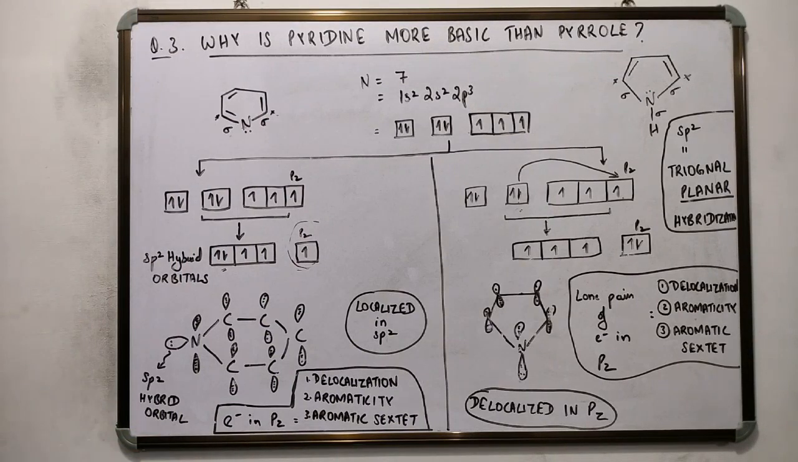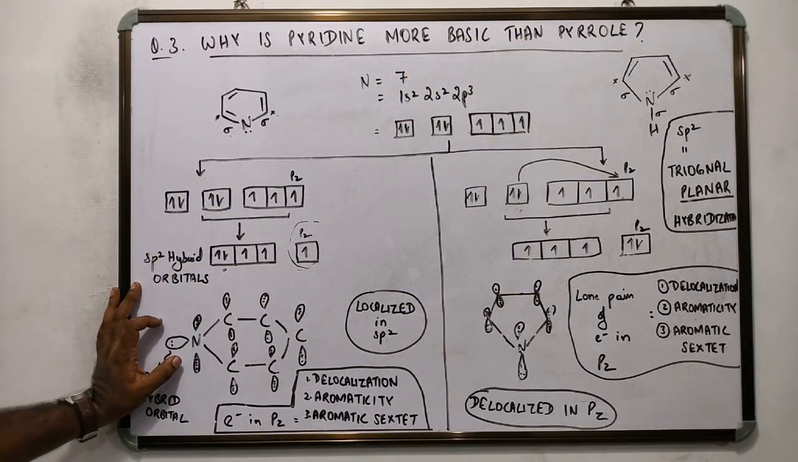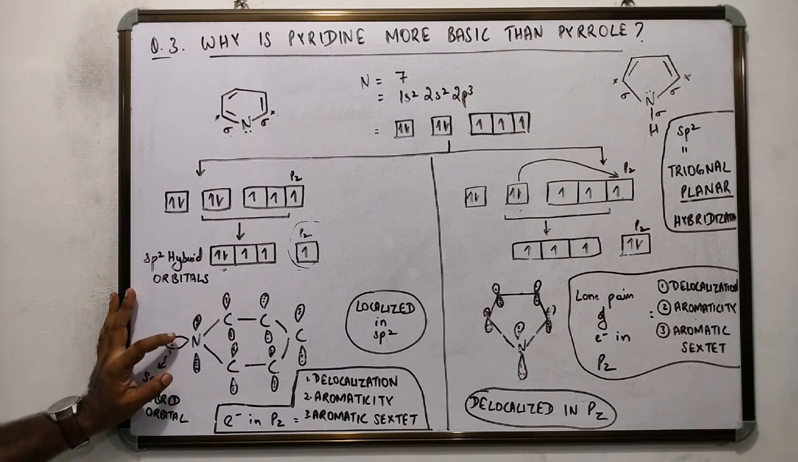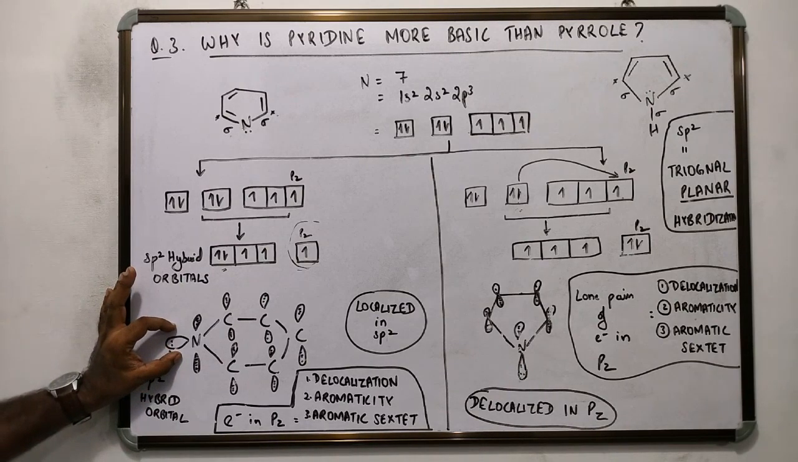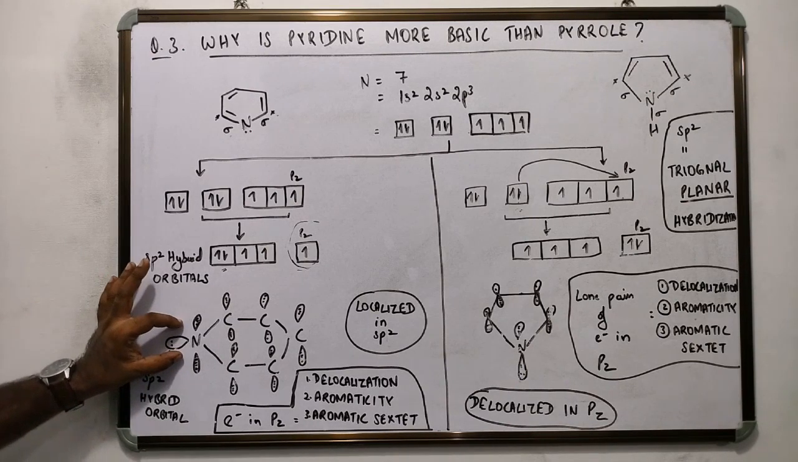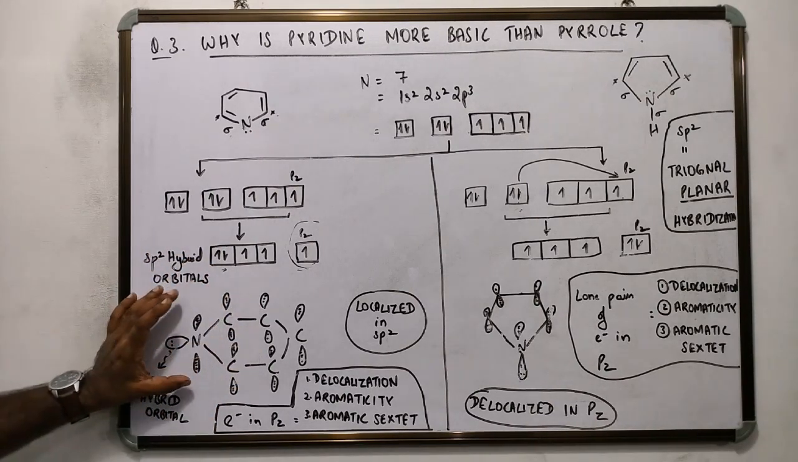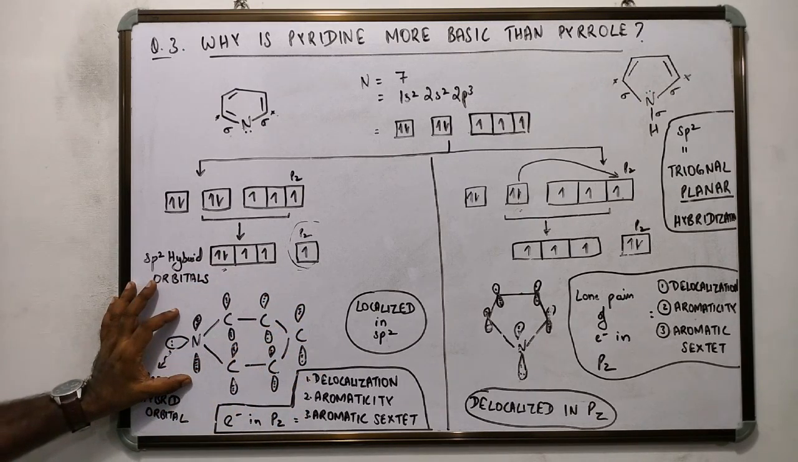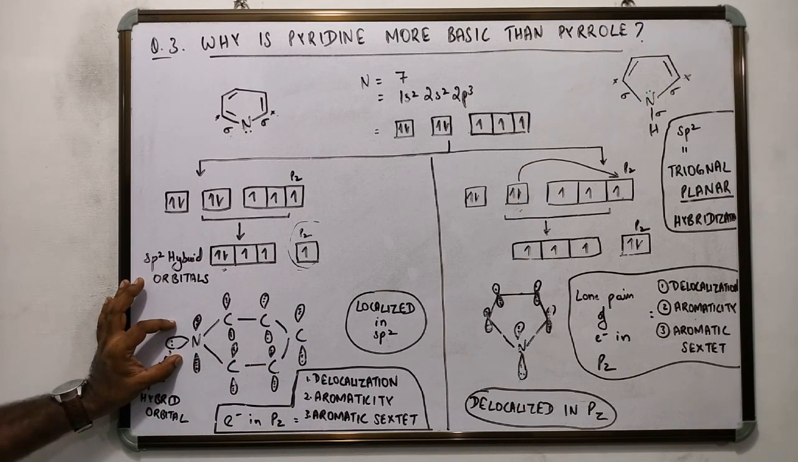Let us now revisit our question: why is pyridine more basic than pyrrole? The answer to this is, in pyridine the lone pair of electrons is in an sp2 hybrid orbital. Being in an sp2 hybrid orbital makes it localized because it is not in the same plane as the pz orbitals, and thus it does not take part in any kind of delocalization. As it is localized, it is more readily available for any proton or for any Lewis acid.